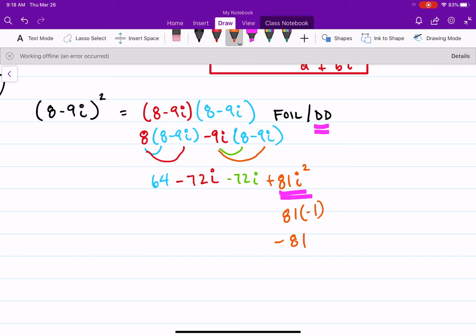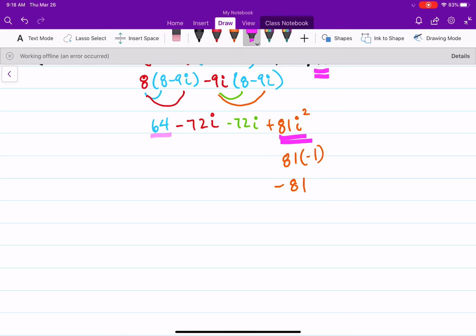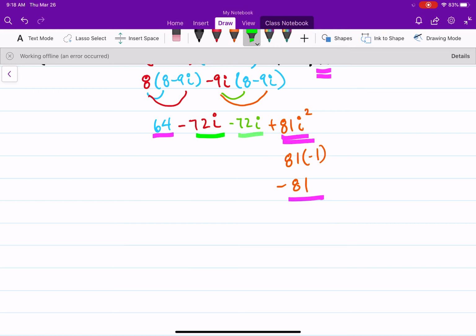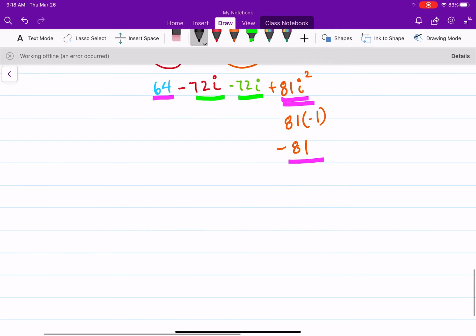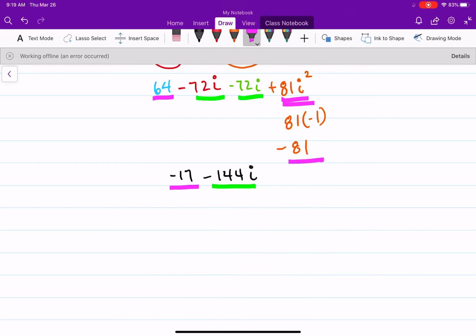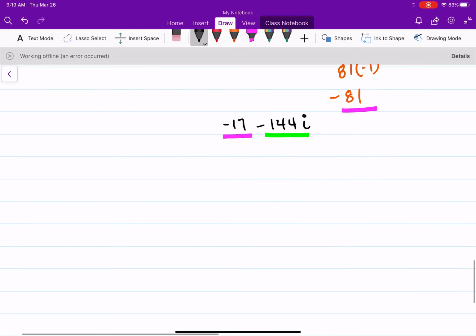Okay, so here are my like terms. These are my real parts, and these are my imaginary parts. All right, so what I'll actually have is negative 17 minus 144i. So it's just like multiplying by x's. We keep the x and add the coefficients. So this came from those two numbers there, and this came from those numbers there. Okay, so that was example 6.